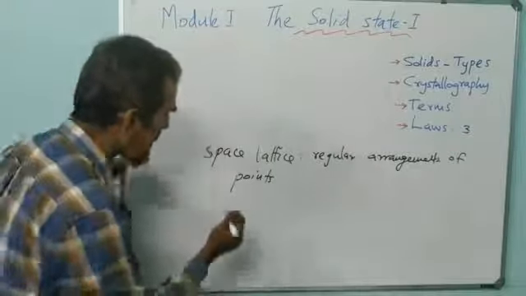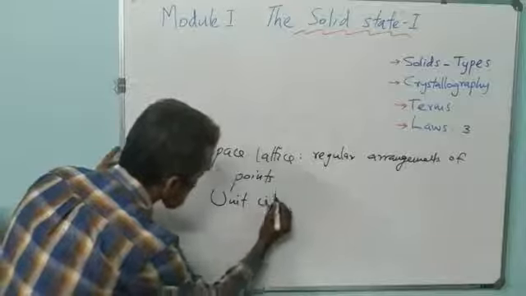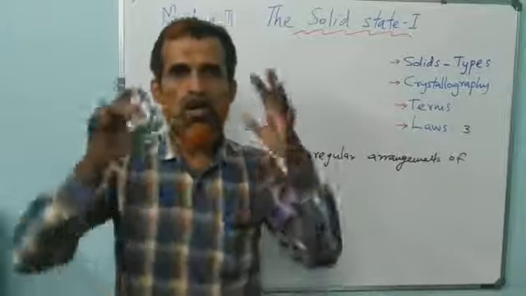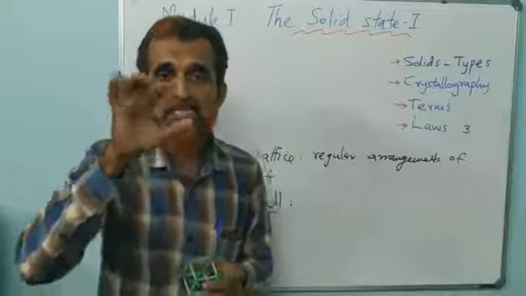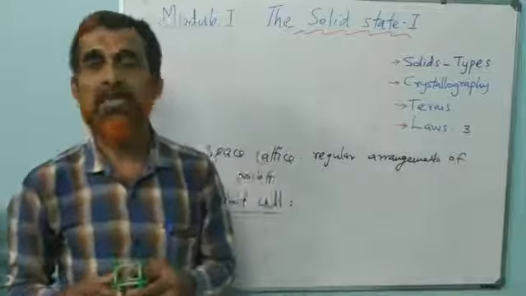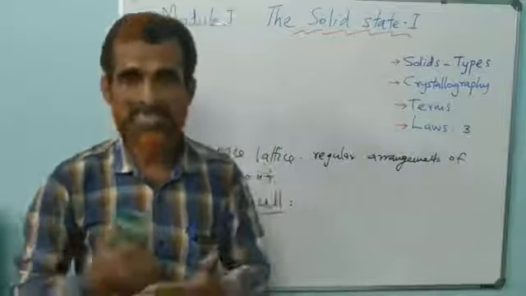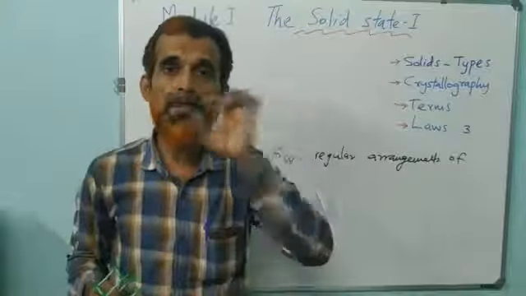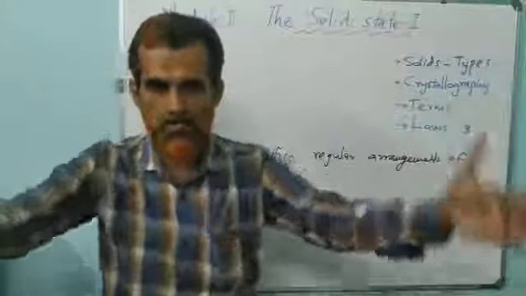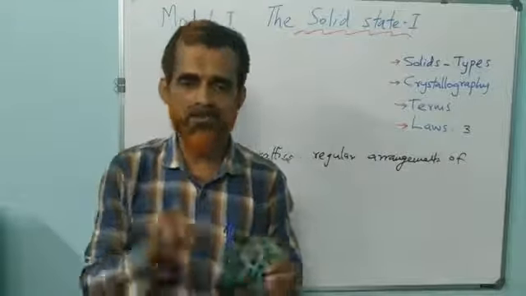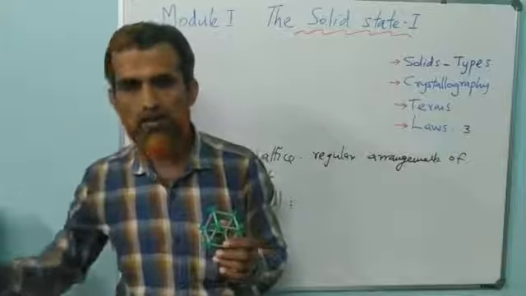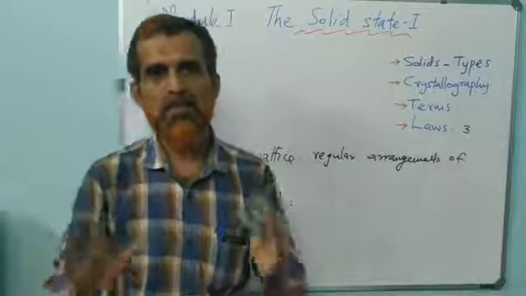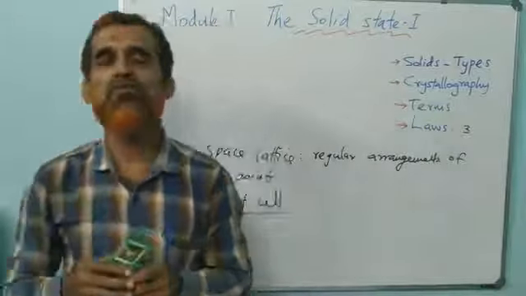Then the next term is unit cell. What is a unit cell? In a crystal, we can see a basic repeating unit that is called a unit cell. For example, in our daily life, if you make a wall using bricks, one brick is a unit cell because that brick is repeated along the 3 axes. One brick is the smallest building unit of that wall.